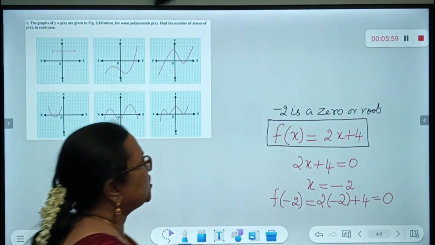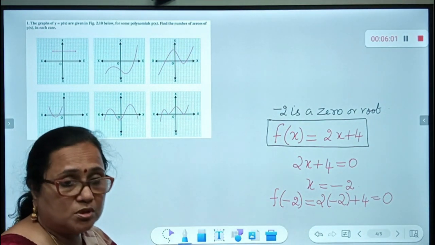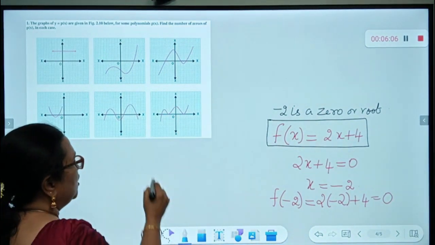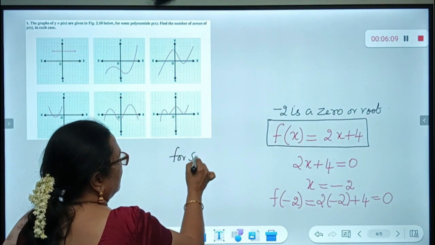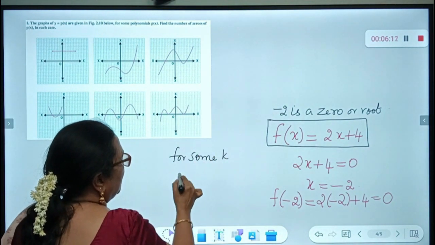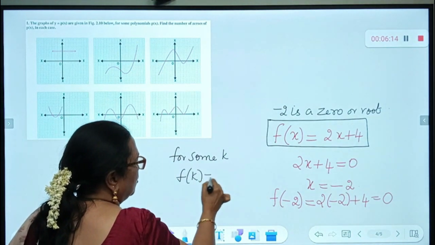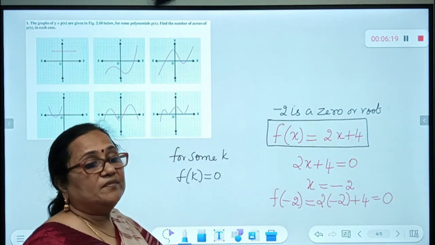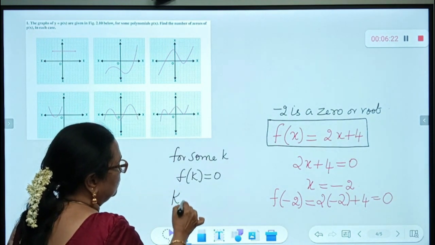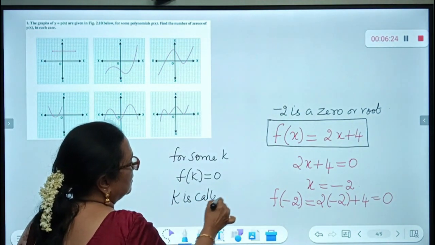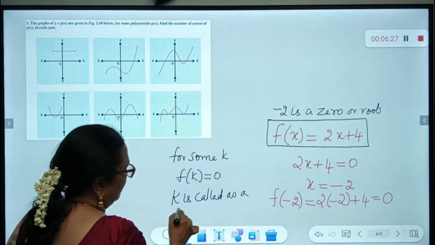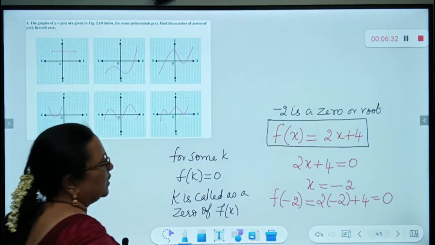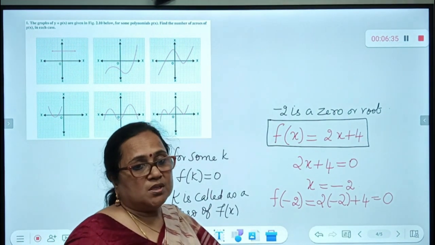So what do we mean by zeros or roots? The values of x for which the polynomial is equal to 0. So for some k, if f of k is equal to 0, then we say k is a root or 0. k is called a 0 of f of x. You can have more than one 0 sometimes, okay?